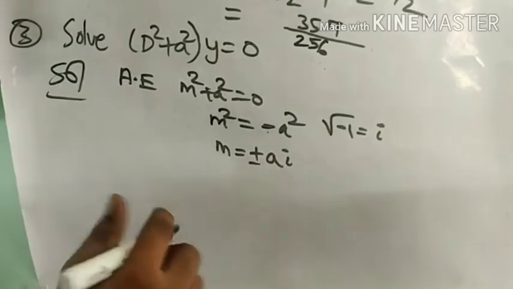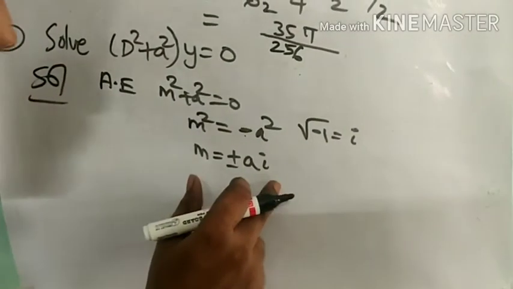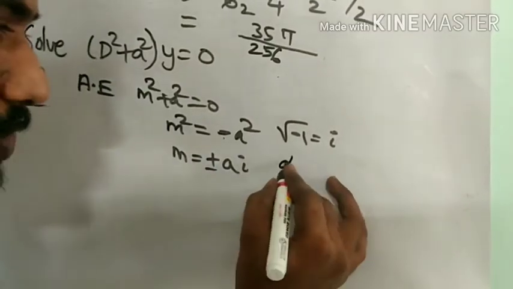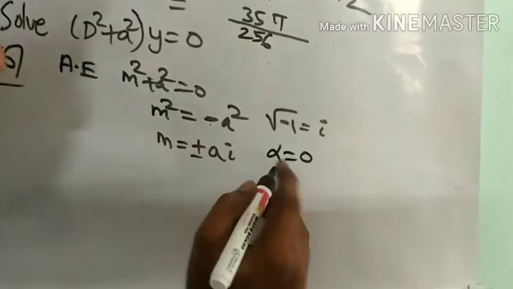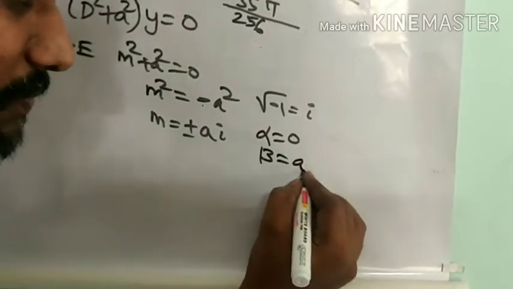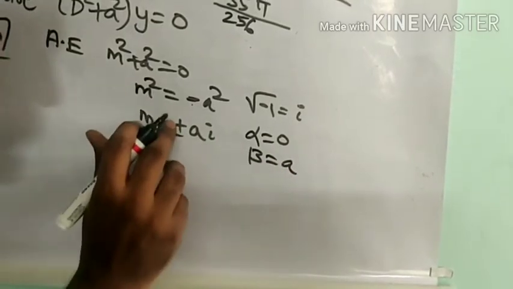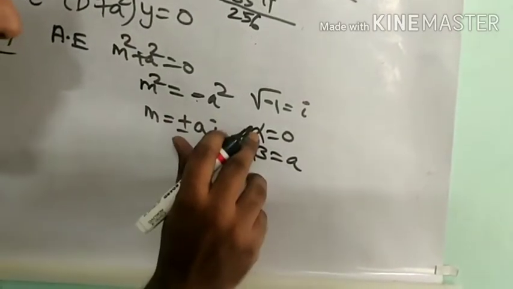Okay. So here it is a complex form. It is an imaginary number. Here alpha is 0, so the alpha value is 0. The i coefficient is nothing but a, that is our beta value, and the front term here is nothing, that means alpha equal to 0.